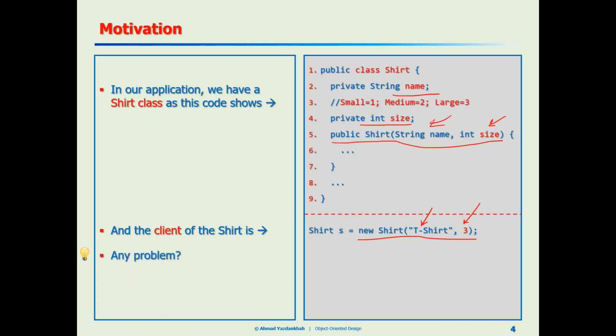Yeah, we see this magic number. What is this? We shouldn't have such undefined numbers in our code, right? Okay, so how can we cure this issue?